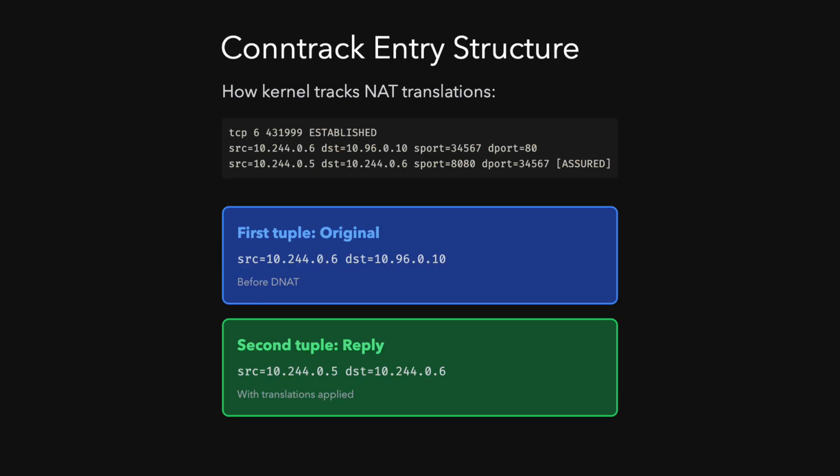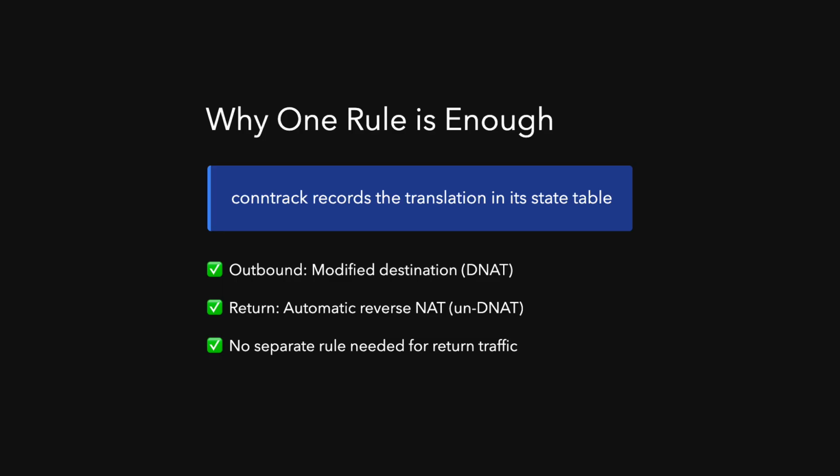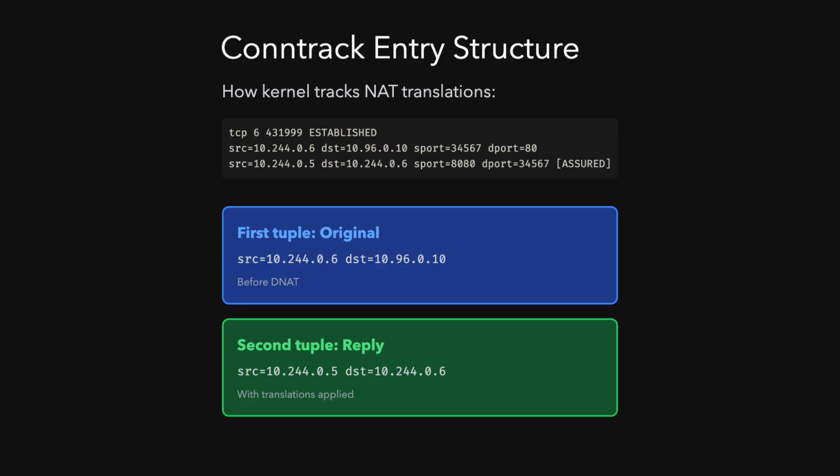When iptables creates a DNAT rule, conntrack records the translation in its state table. For every packet in the connection, both the outbound and return packets are handled automatically. This is why you only need one DNAT rule. You don't write separate rules for return traffic. The conntrack entry looks like this. The first tuple is the original, before DNAT, and the second tuple is the reply, with the translation applied.